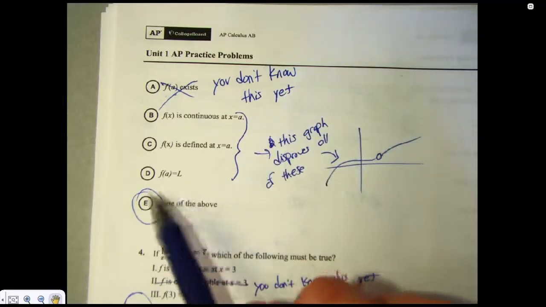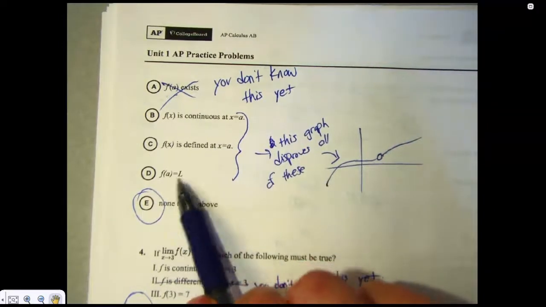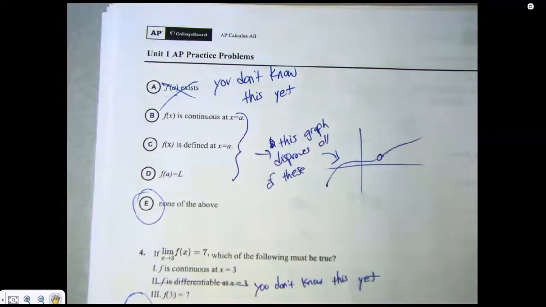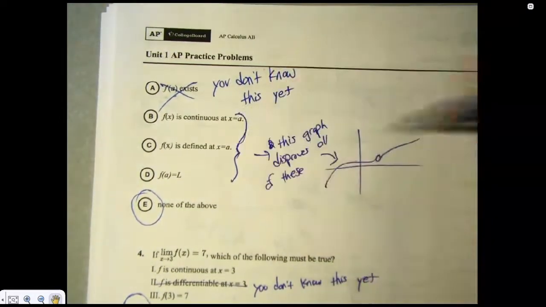Does the y value equal the limit? No, but there's still a limit. So none of those things have to be true for there to be a limit. Those are the things that have to be true to be continuous.